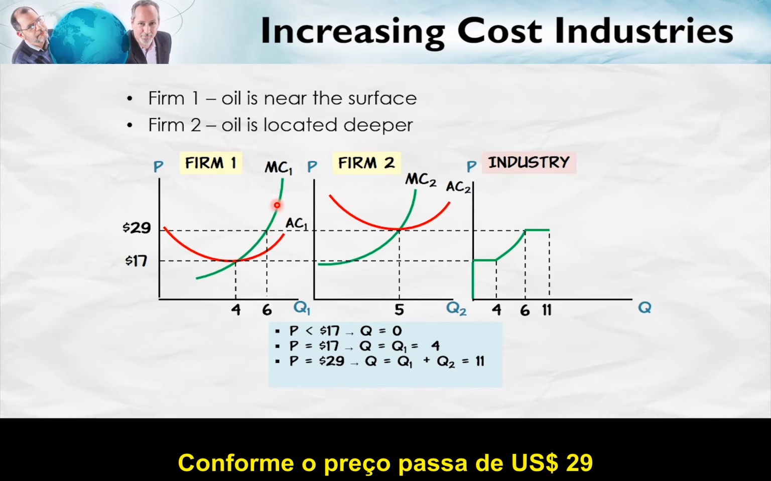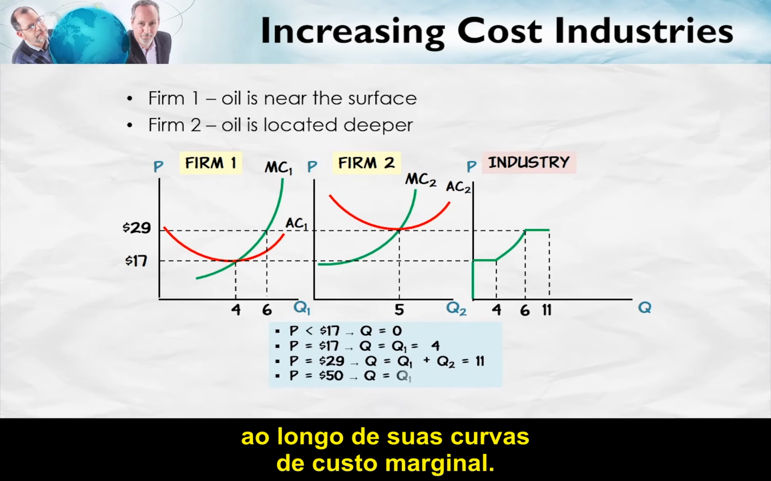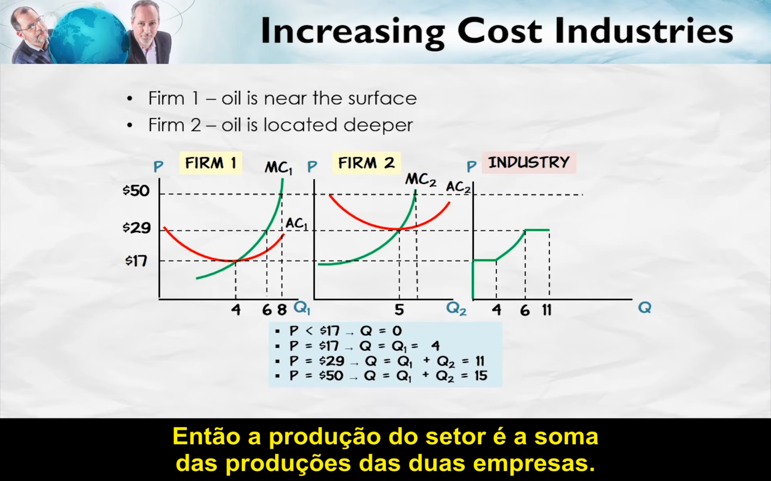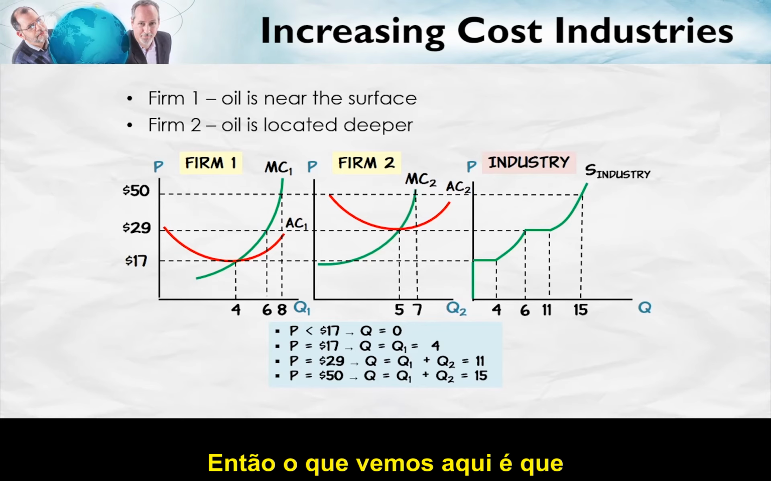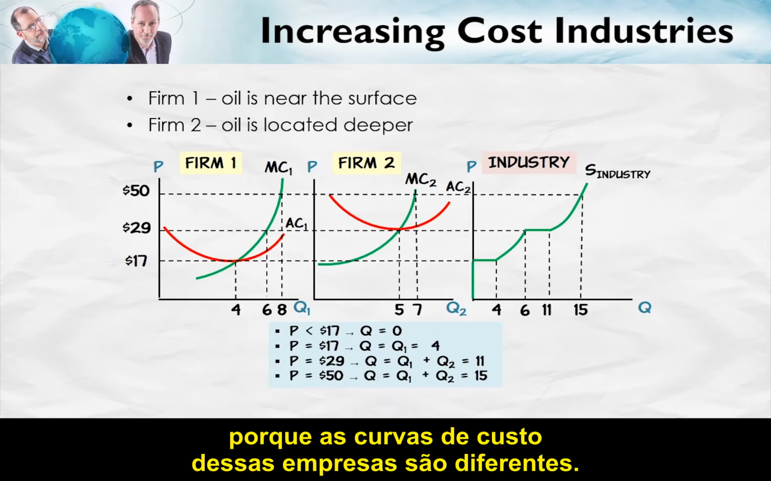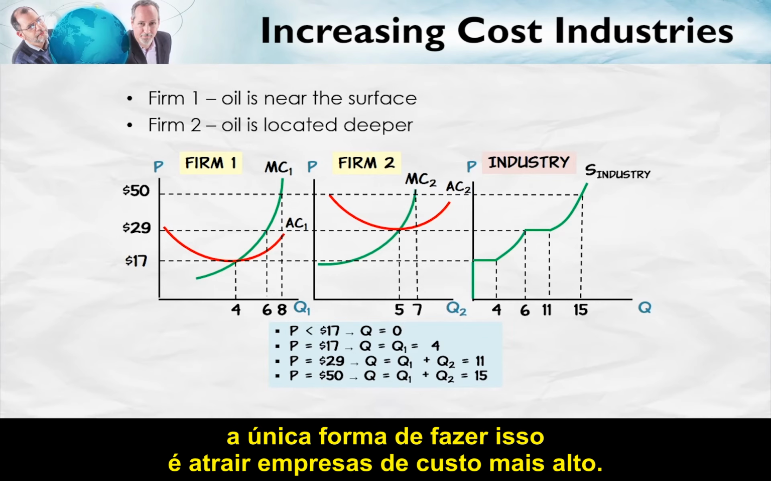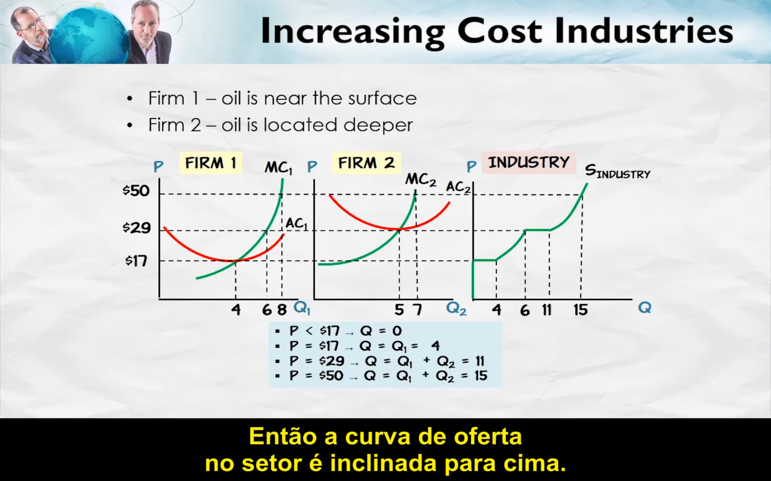As the price goes above $29, both firm 1 and firm 2 expand along their marginal cost curves, so the industry output is then the sum of the output from both firms. So what we see here is that the industry supply curve is upward sloping because the cost curves of these firms are different. Because in order to attract more firms into this industry, the only way we can do that is by attracting higher cost firms. So the industry supply curve is upward sloping.